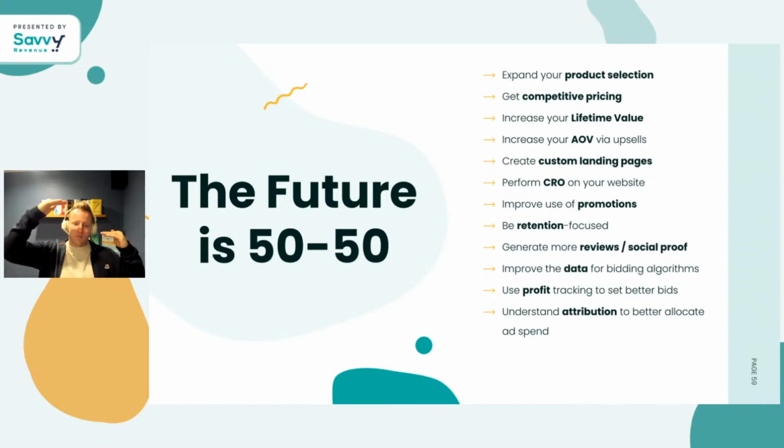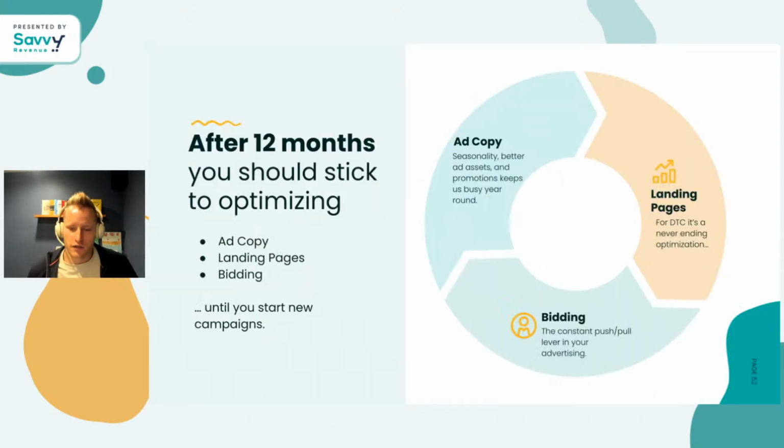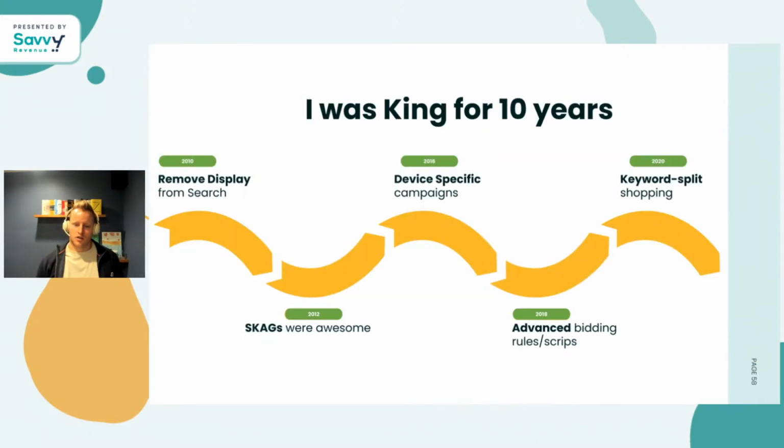Then you're creating custom landing pages. You're doing CRO. You're using your promotions better. You're doing better pricing because you do profit tracking, etc. And then you're running away from everybody again. That's what we're doing, at least. This is where you want to be. This is what you want to work on, because this stuff is not that much, not compared to what we used to do.